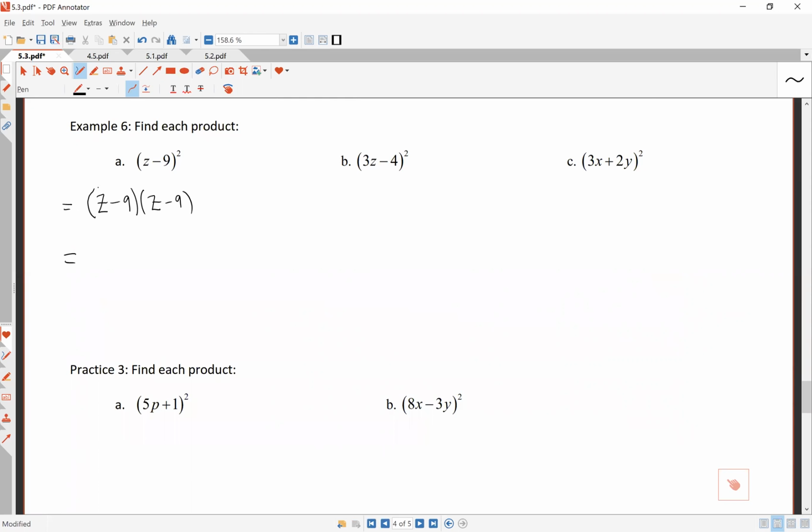and then FOIL. z times z is z squared. z times negative 9 is negative 9z. Negative 9 times z is negative 9z. And negative 9 times negative 9 is positive 81. The middle term is always double. 9 and 9 makes 18. Negative 9z minus 9z is negative 18z.